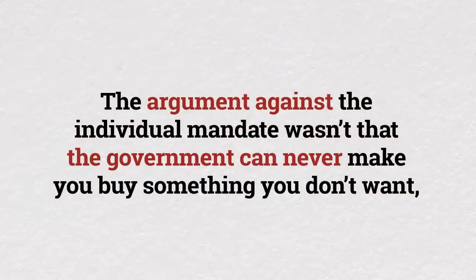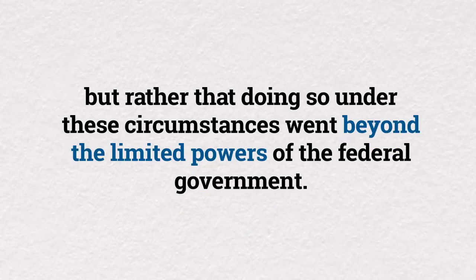What were those objections? If I just say to you, the federal government can't make me buy something I don't want, that might sound like an individual rights argument, that I have a right against being forced to buy something, just like I have a right against being forced to say a prayer or to recite the Pledge of Allegiance. But it's actually not. There is no such right. Governments, both the states and the federal government, make people buy things relatively frequently as a condition of engaging in certain activities. And insurance is actually one of those things. The argument against the individual mandate wasn't that the government can never make you buy something you don't want, but rather that doing so under these circumstances went beyond the limited powers of the federal government. In particular, that it couldn't be justified as an exercise of the power to regulate interstate commerce.